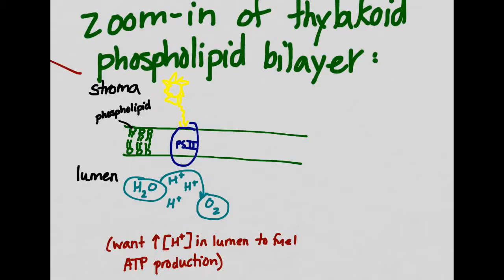I'll go into more detail about why we want this high concentration of H pluses in the lumen to make ATP in just a little bit, but I'm just going to go over our basic steps now. We also are going to have another protein, which I'm drawing in purple here, and this is going to be necessary to help us pull these H pluses down into the lumen so we can once again build up that concentration inside.